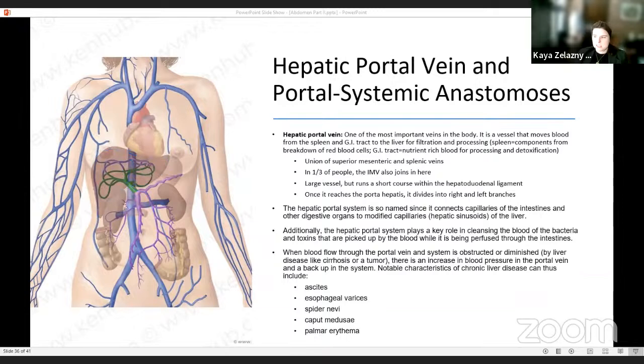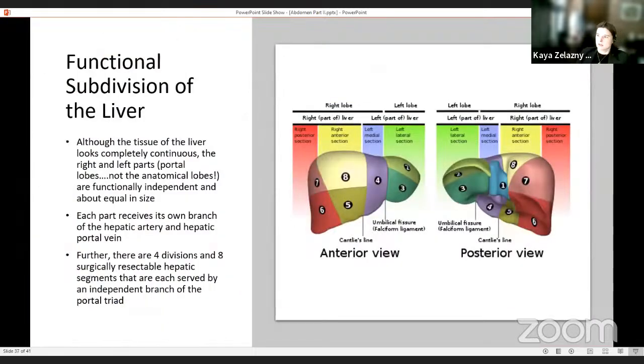Okay. So this means that when you have someone with chronic liver disease, you're basically going to see a bunch of vascular indications of that. So potentially ascites, so buildup of fluid in the abdomen itself, esophageal varices, spider nevi, caput medusae, and palmar erythema are all vascular findings that you might find that have to do with that buildup of blood pressure in the portal system. Okay. All right.